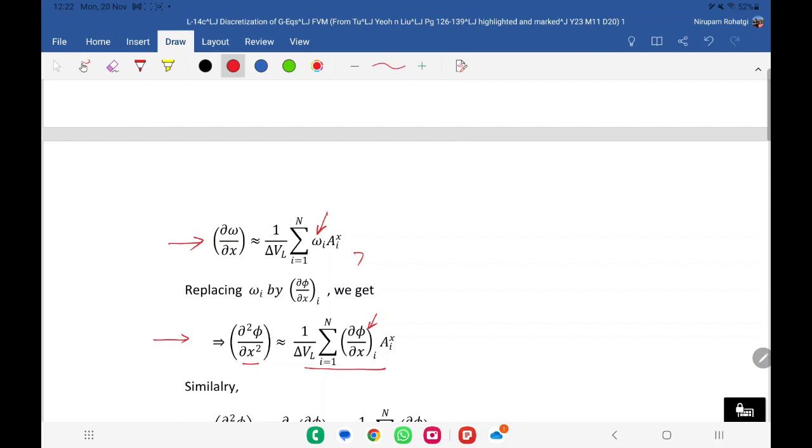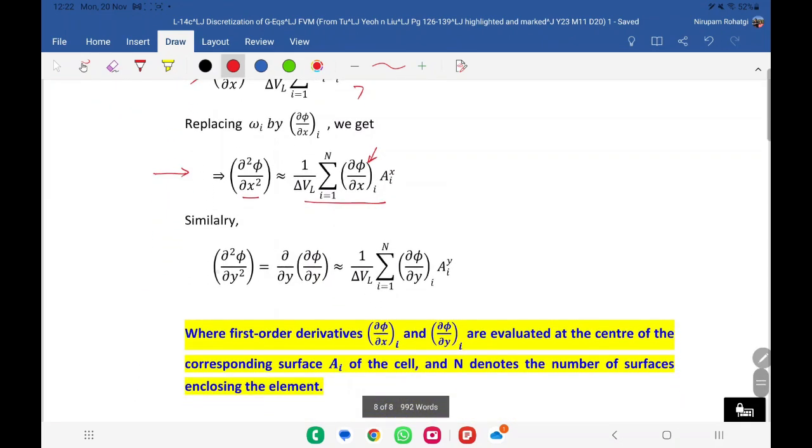So this is the discretization of the second order derivative in terms of the first order derivative. And first order derivative you already know. You can find out. So this is how it is done. Same thing can be done in the y direction. Right? The first order derivatives are evaluated at the center of the corresponding surface Ai of the cell, and n denotes the number of surfaces. Okay, well, same thing.